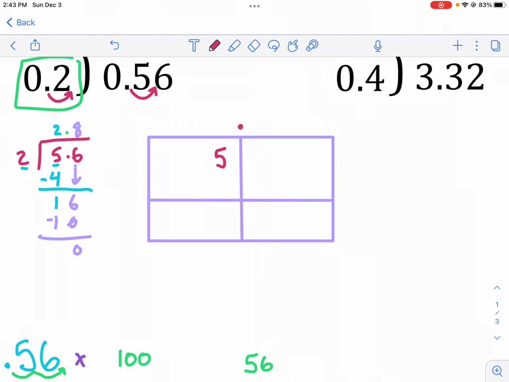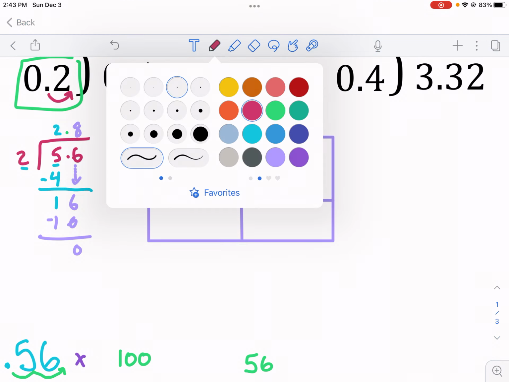Okay, and then I have 6. Again, I changed this problem to 5.6 divided by 2. So my 2 is on the outside, and I have 5.6 on the inside. I just put the decimal up because essentially I'm going to move that decimal up just like I described earlier. Now, with the box method, you do the same process.